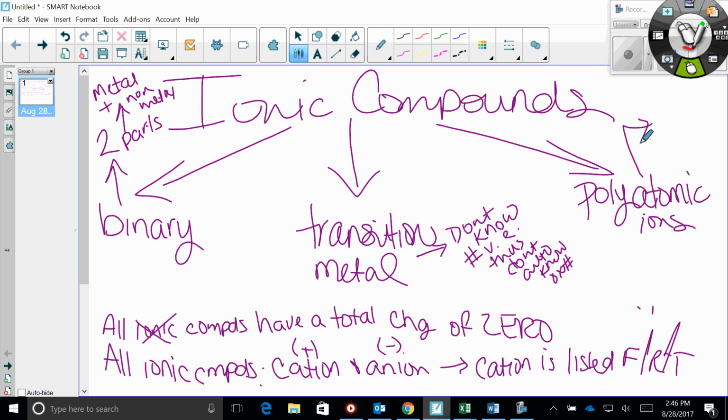Many, so 2 or more, right? So a polyatomic ion is 2 or more non-metals that make an ion. All right. What you got? Metal plus non-metal. Oh, you don't know the number of valence electrons, thus you don't know the oxidation number.